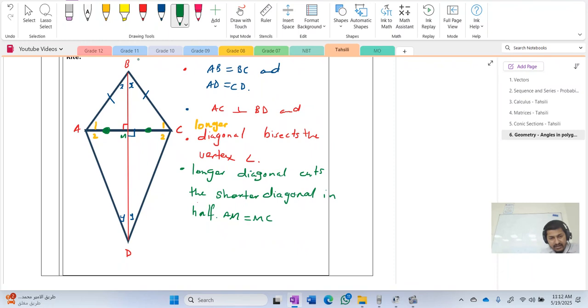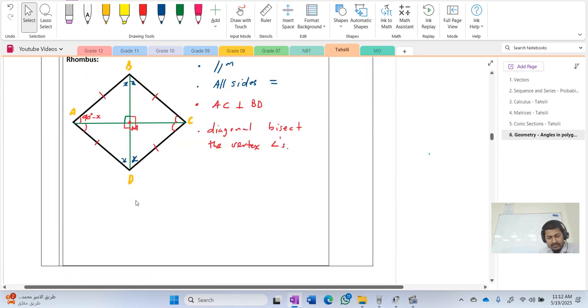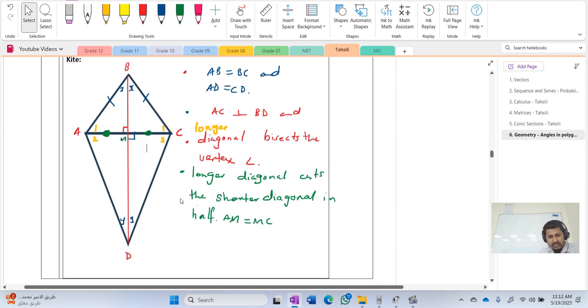Perfect. Now for each of these quadrilaterals, the sum of the inside angles is always equal to 360, as I showed you in question 1. Now let's look at a trapezoid. A trapezoid, or sometimes a trapezium, is just one pair of opposite sides are parallel. So we have A, B, C, D.